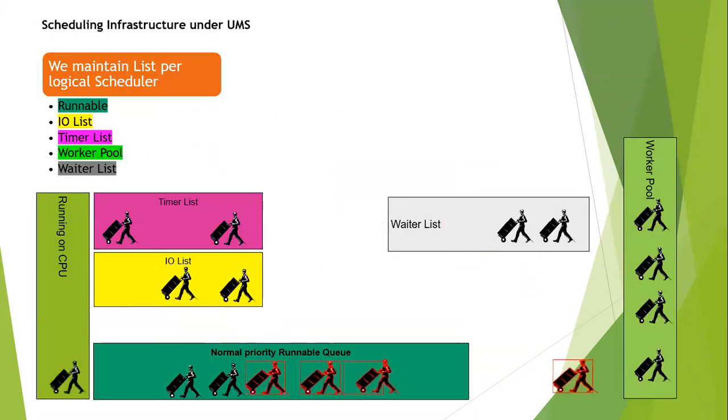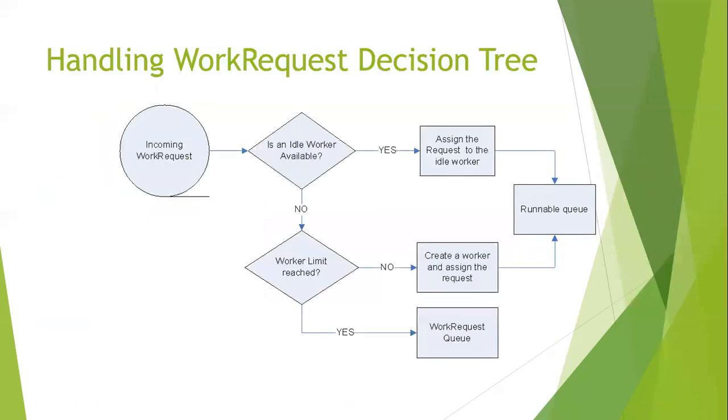Right, so this we already discussed. It will be available in the runnable queue. The threads which are in the runnable queue only go and execute at the CPU, right? So this is how the work will be decided, how the thread will be assigned, and allowed to execute from the runnable queue.